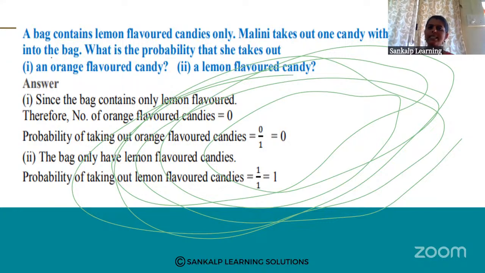A bag contains lemon flavored candies only. Malini takes out one candy without looking into the bag. What is the probability that she takes out an orange flavored candy, a lemon flavored candy?